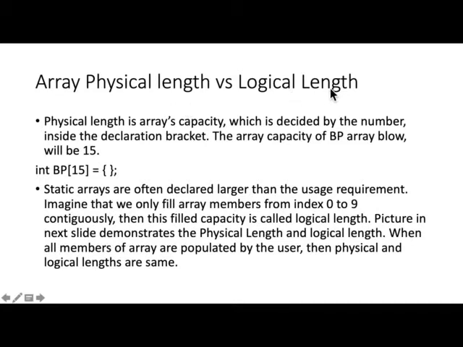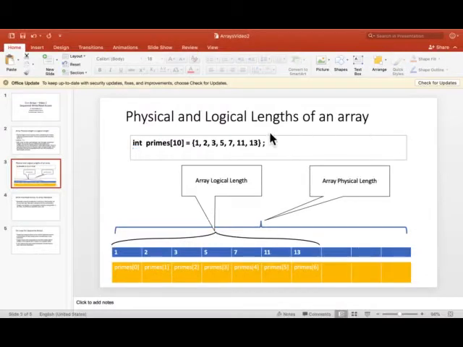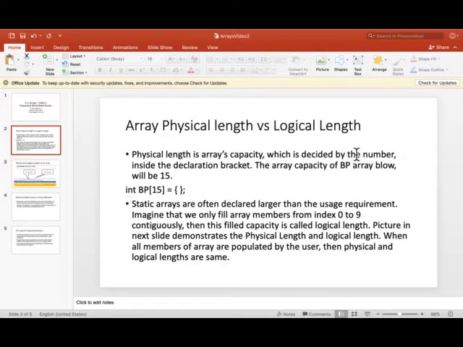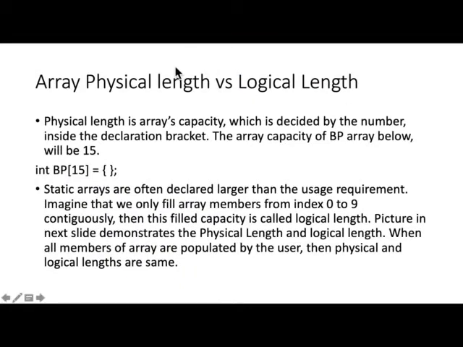So, array's physical length versus logical length. Physical length is array's capacity, which is decided by the number inside the declaration bracket. Array capacity of the array below will be 15. So if I declare something like this, capacity will be 15.